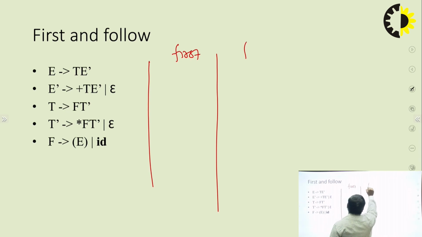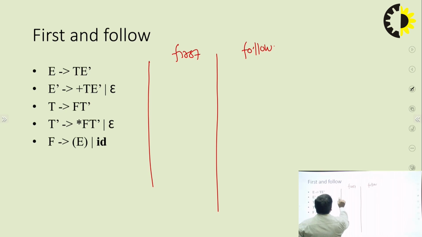First and follow. For this production, production rule number 1, what is the first of E? The first of E is equal to first of T, and the first of T is not calculated. Then first we compute the first of T, then we compute the first of E, then we move to the next step. What is the first of E dash?